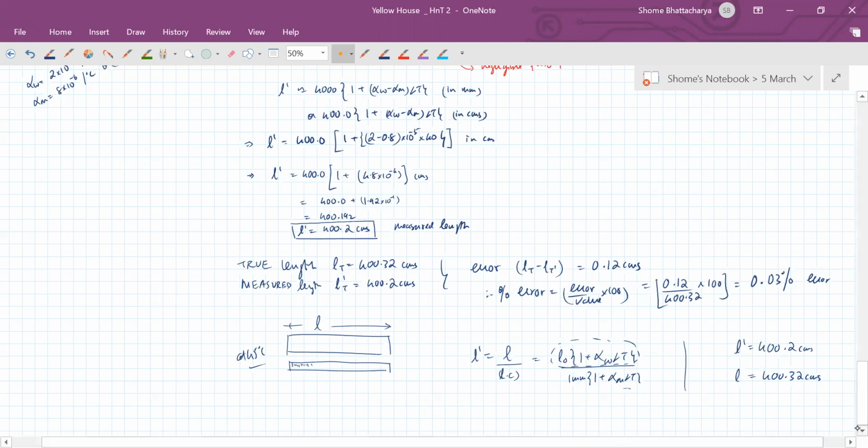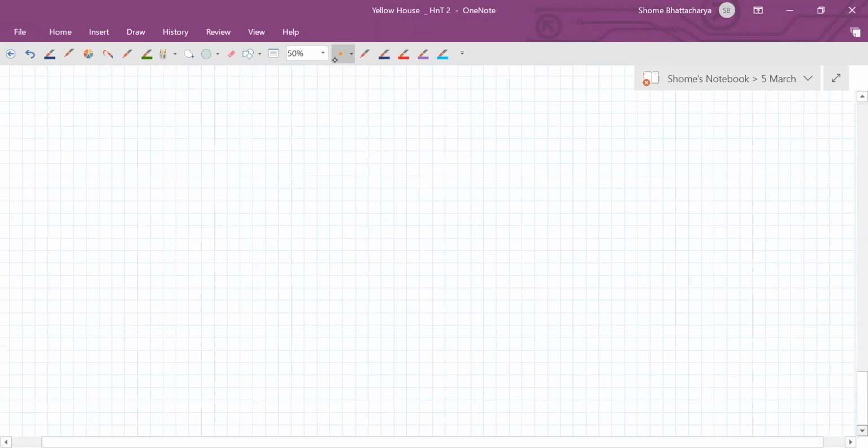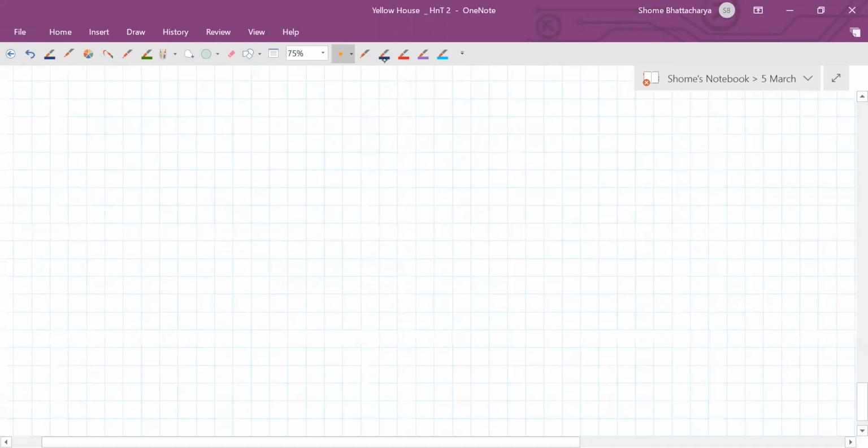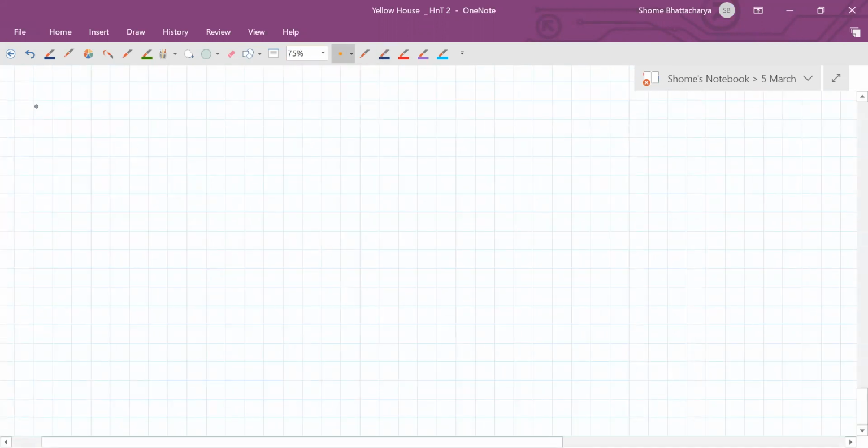Okay, very good. Okay, next we'll look at another very important aspect of linear expansion, and that is the case of the change in time period of a pendulum.